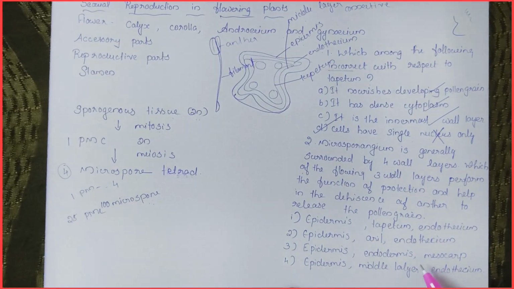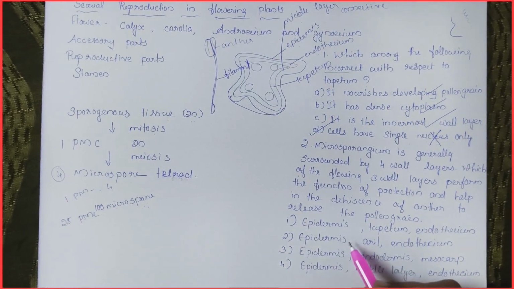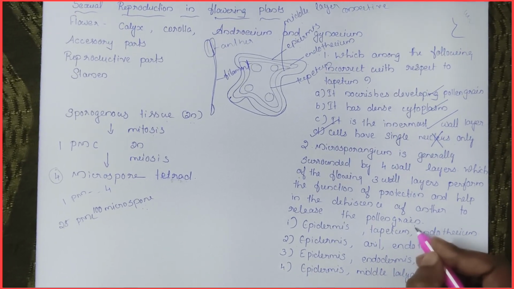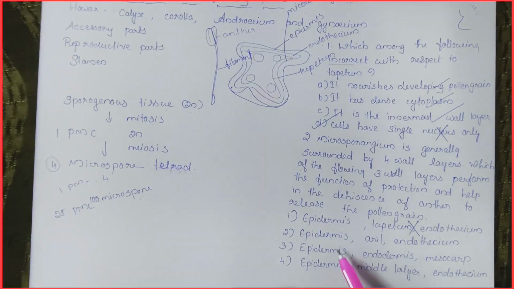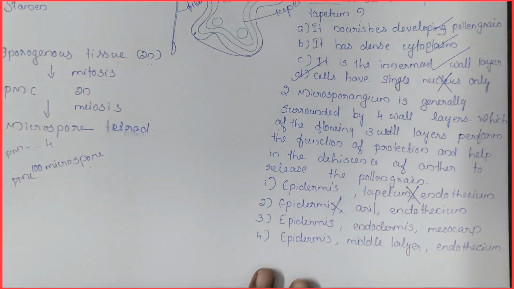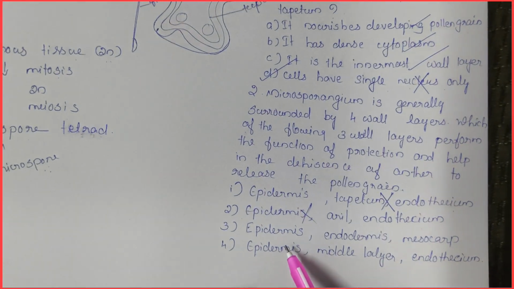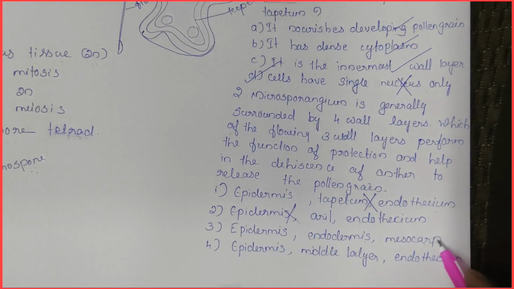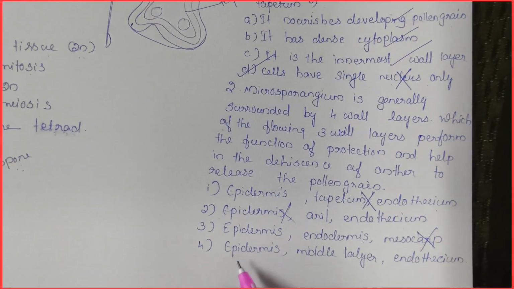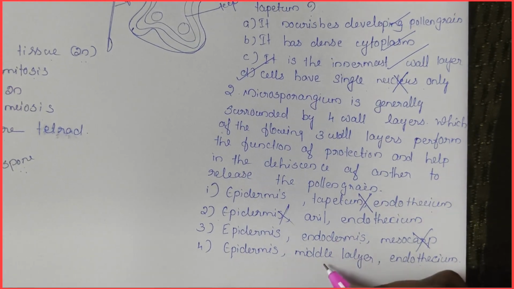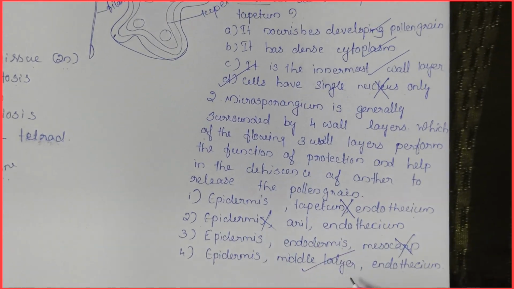Now they have given the options. First option, epidermis, tapetum, endothecium. This is wrong, as tapetum nourishes the pollen grain. Next, epidermis, tapetum, endothecium also wrong here. Third option, epidermis, endothecium, mesocarp. Mesocarp is the edible part, so this is also wrong. At last, epidermis, middle layer and endothecium. So this is the correct answer. It is used for protection.